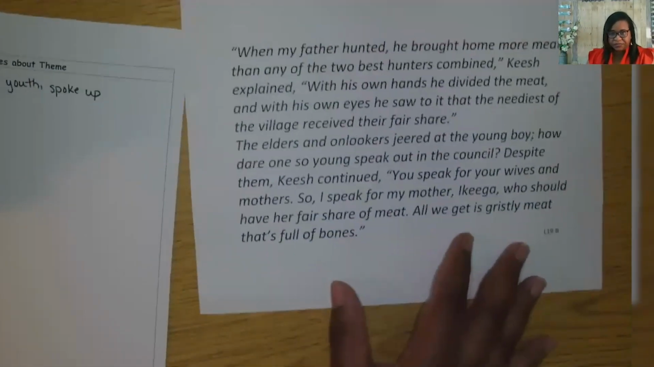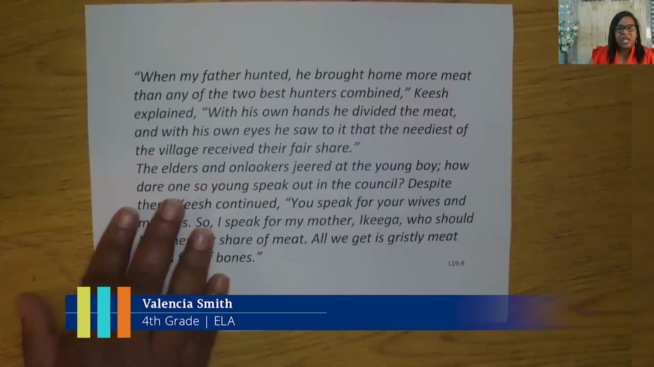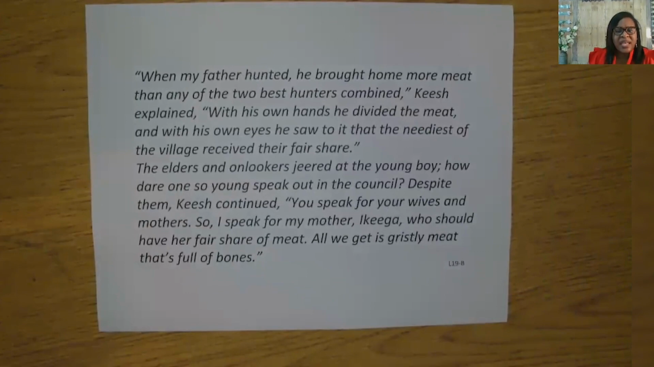When my father hunted, he brought home more meat than any of the best two hunters combined, Keesh explained. With his own hands, he divided the meat, and with his own eyes, he saw to it that the neediest of the village received their fair share. The elders and onlookers jeered at the young boy. How dare one so young speak out in the council? Despite them, Keesh continued, you speak for your wives and mothers, so I speak for my mother, Ikiga, who should have her fair share of meat. All we get is grisly meat that's full of bones.